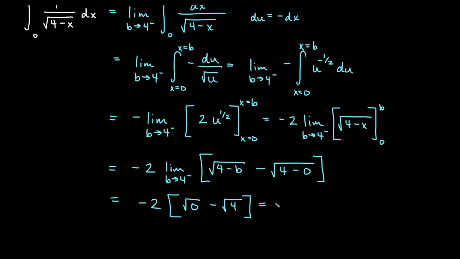And doing some easy simplifying here, -2 times the square root of 0 would be 0 minus the square root of 4, which is 2. And -2 times -2 will give us +4. And this integral converges.